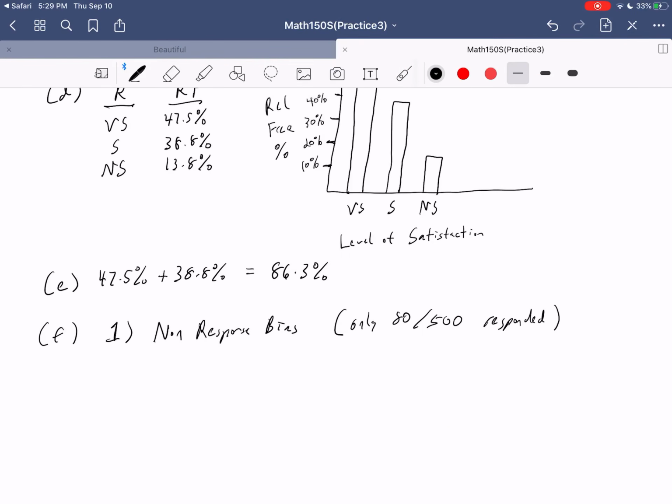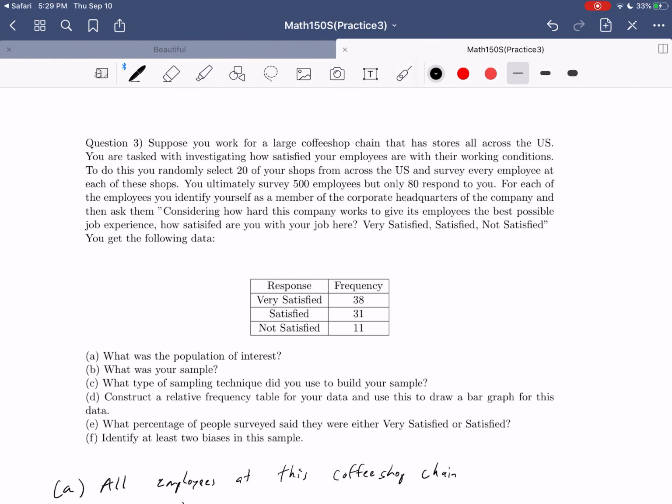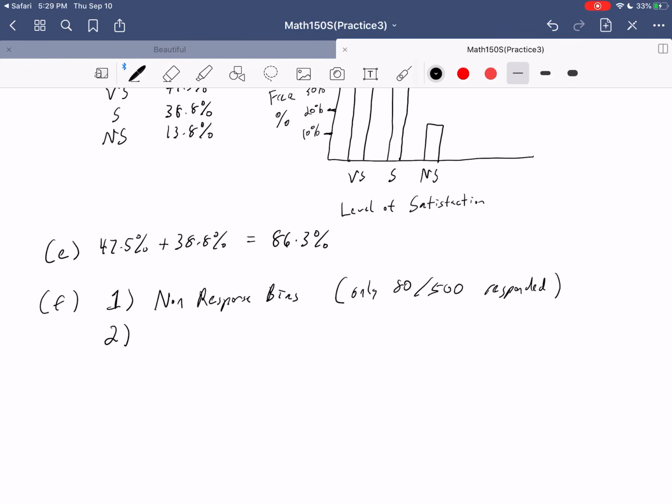So certainly non-response bias. Second, it's probably an issue that you identify yourself as a member of the corporate headquarters and then ask them how satisfied they are with their job. So certainly we can imagine that there is an interviewer bias. Right? It's the company asking about satisfaction. Now, this could easily have been solved by having an anonymous survey or something like that, but that's not how this was done. You had an interviewer that literally identified themselves as being from the corporate headquarters, asking the people this question. So that's certainly going to influence some responses.